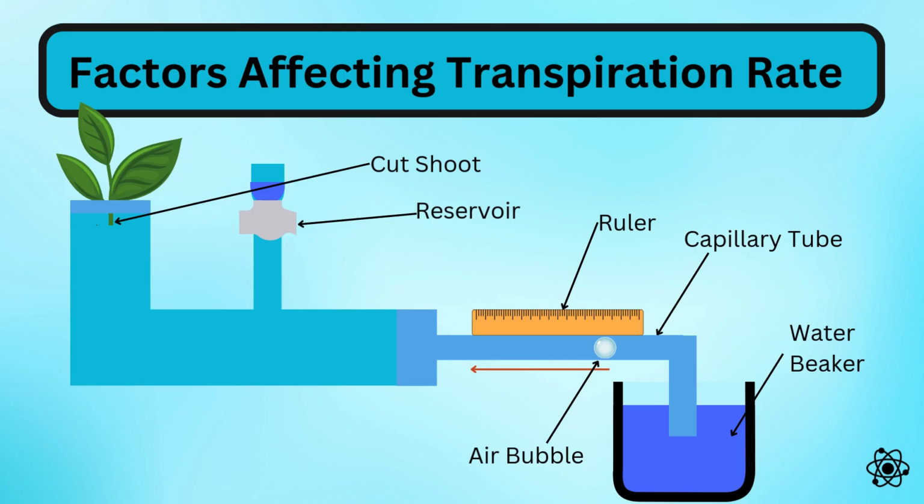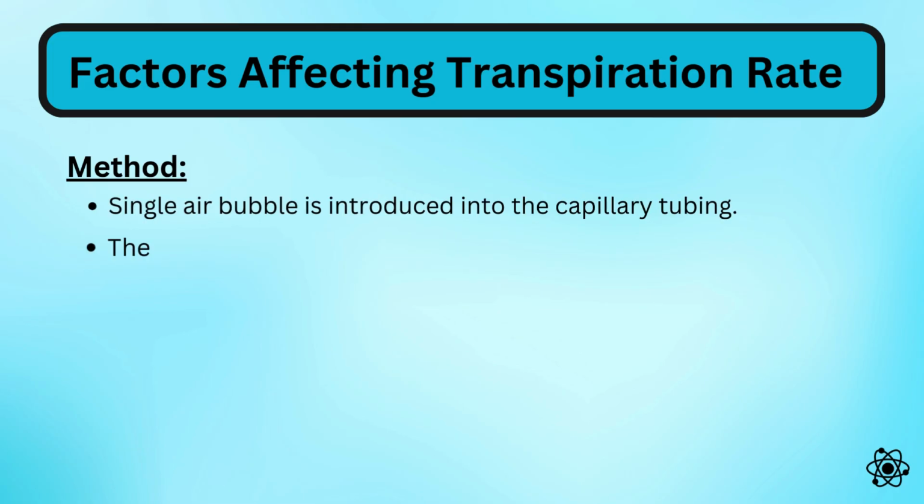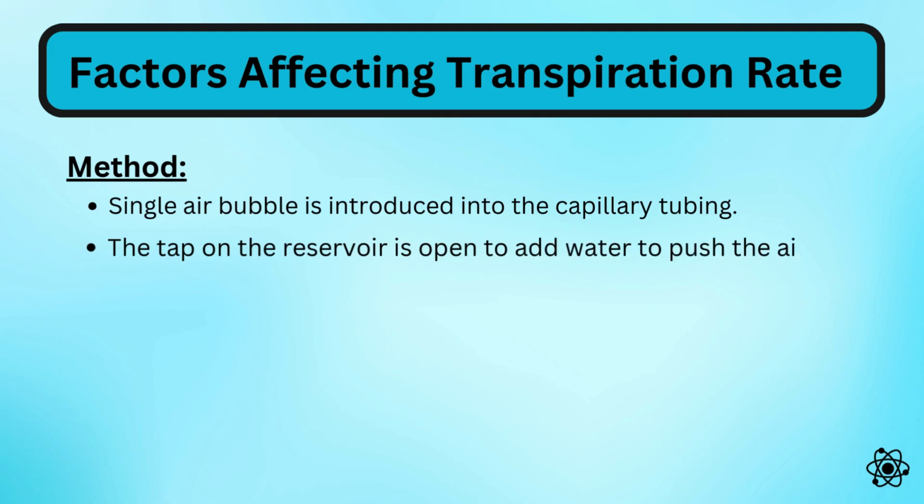This apparatus should be set up underwater to avoid any unwanted air bubbles in the xylem of the plant, which may block the transpiration stream. Any joints must also be sealed and airtight. The method of this experiment is that a single air bubble is introduced into the capillary tubing. The tap on the reservoir is opened to add water to push the air bubble back to the zero scale.